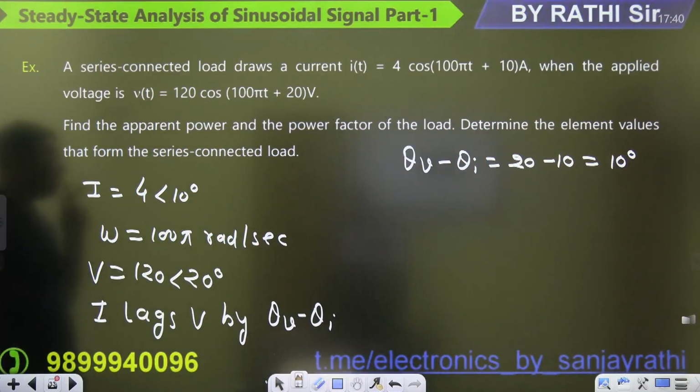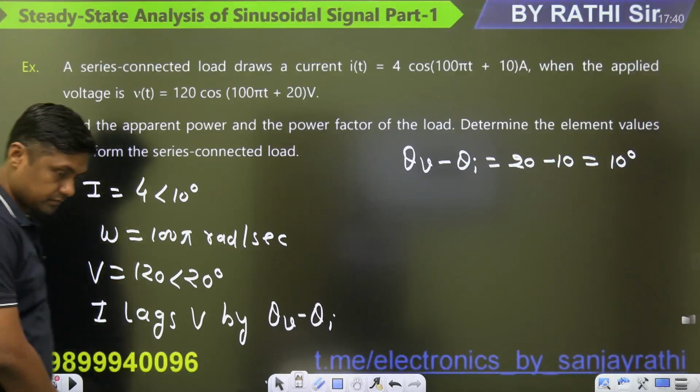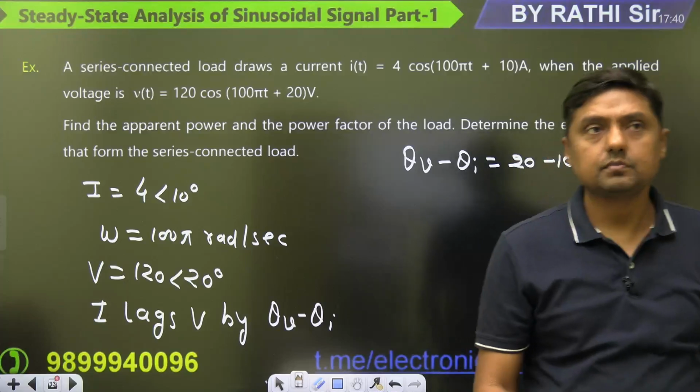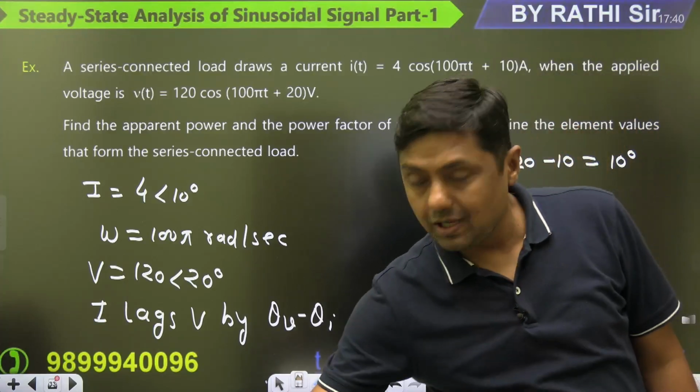So tell me, is it an inductive circuit or a capacitive circuit? Current lags behind the voltage by 10 degrees. Inductive circuit or capacitive circuit? Okay, tell me. Inductive circuit or capacitive circuit?